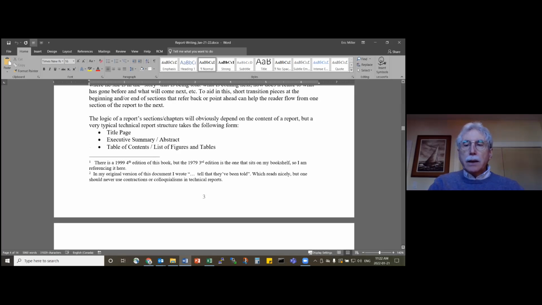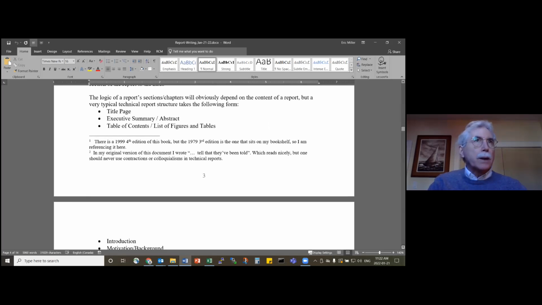So in particularly any sort of major report like a thesis, there should be a title page. If this is a journal paper, it doesn't have title pages, but a technical report or a thesis will have a title page: title, author, date, that sort of thing. It should have an executive summary or abstract up front. It should have a table of contents, list of figures, so people can look at that table of contents and get some sense of the flow.